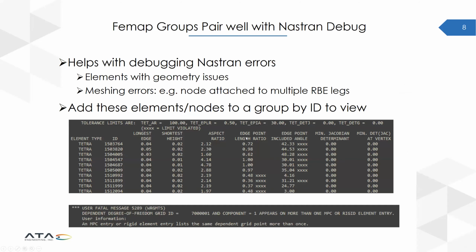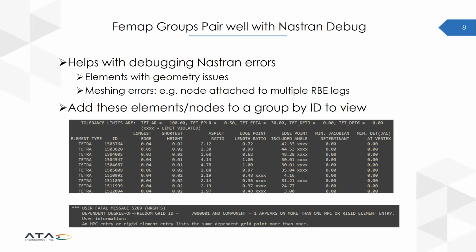One quick note is that I think these groups work really well with Nastran debugging. A couple of examples here. Let's say you've got some geometry issues. You see this in your Nastran F06 file. Got some tetrahedral elements, a bunch of IDs are listed. I want to go look at these elements and fix those geometries. We can just column select those IDs in your text editor and copy that over to a Femap group to view it really easily.